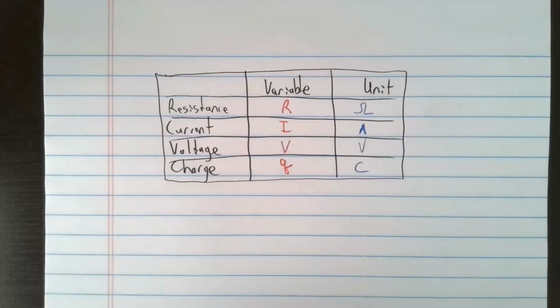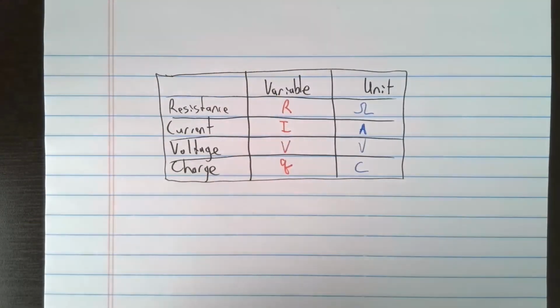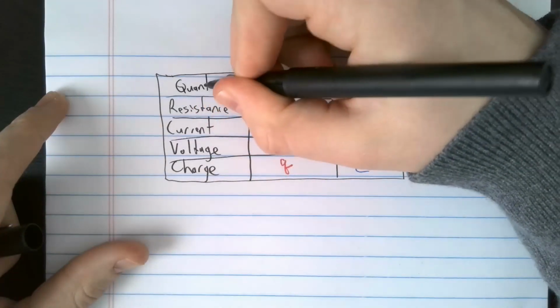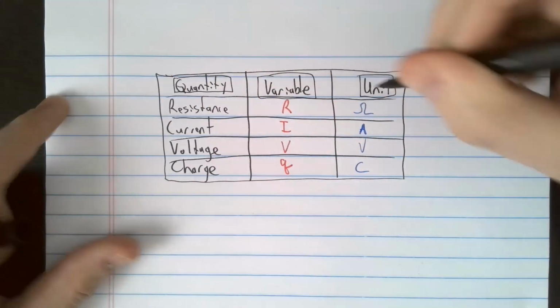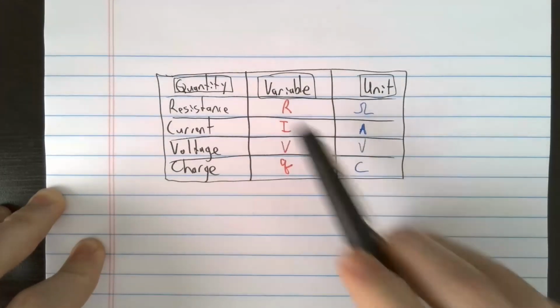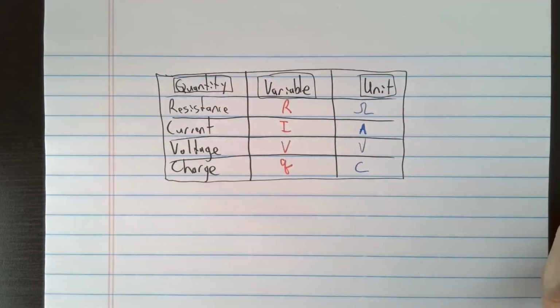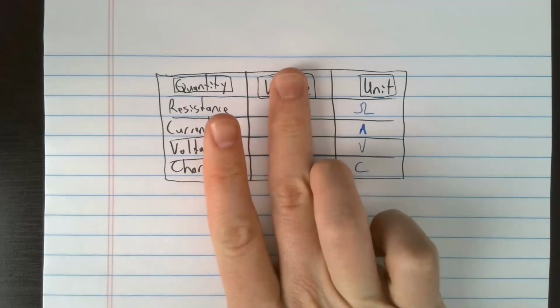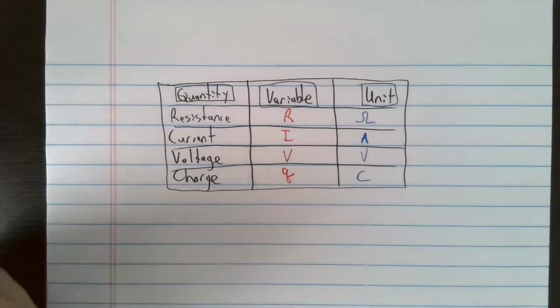So make sure you can fill that in on your own. You could even try leaving this column blank and filling in one of these. So I guess you would call that the quantity column. The quantity, the variable, and the unit. Got to make sure you know those. So if you see something written in ohms, you should know that's resistance. Then you plug it in for R. If you see something written in amps, you know that's current, and you plug it in for I, and so on and so forth. So give that a shot. Leave that blank, fill that in. Good practice if you think you'll have trouble mixing up the units and stuff.